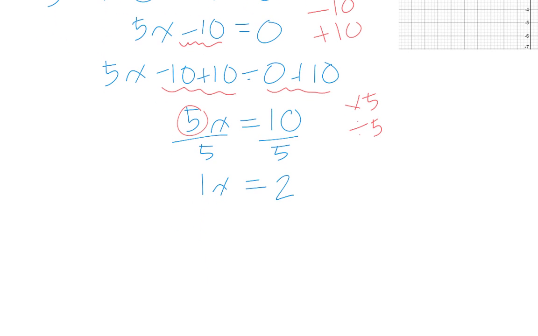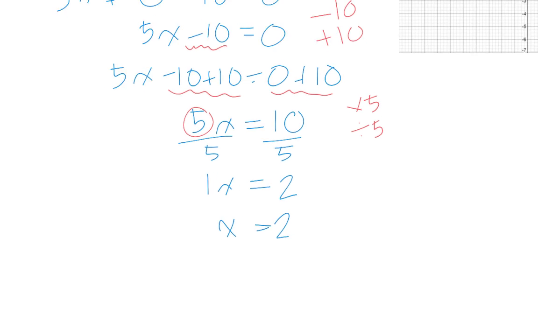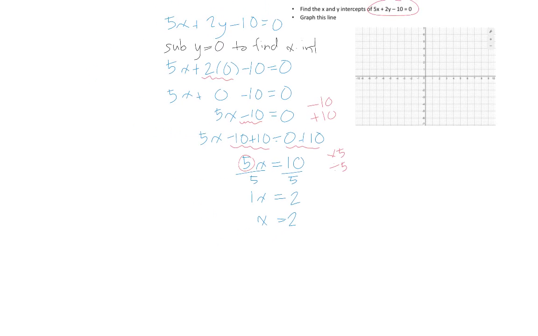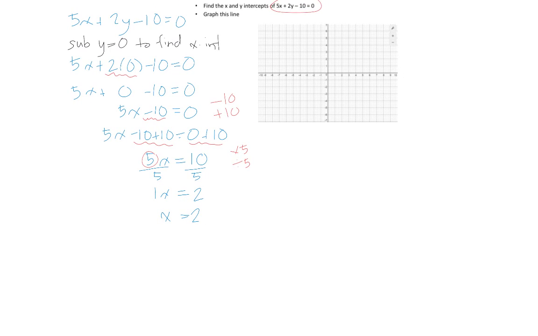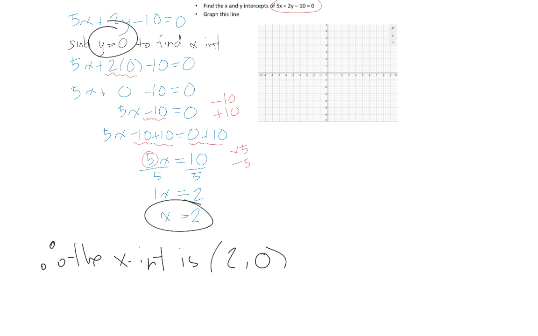Anything multiplied by 1 stays the same, so I can remove the 1, that just becomes x, and x is equal to 2. I'm going to write a concluding sentence with the information I've just figured out. So, y is equal to 0, x is equal to 2. I'm going to write, therefore, the x-intercept is (2, 0).